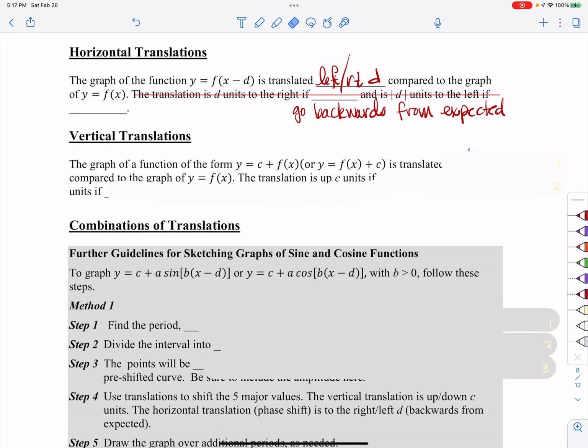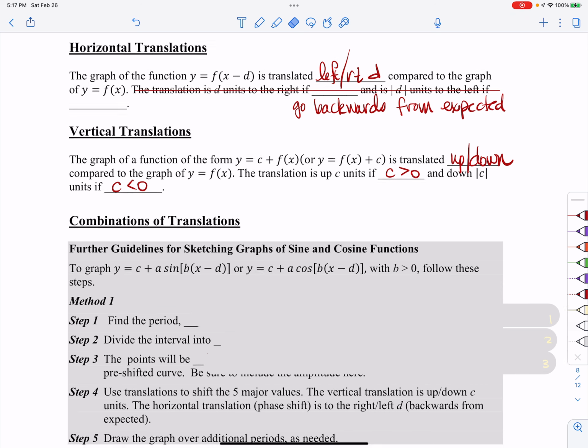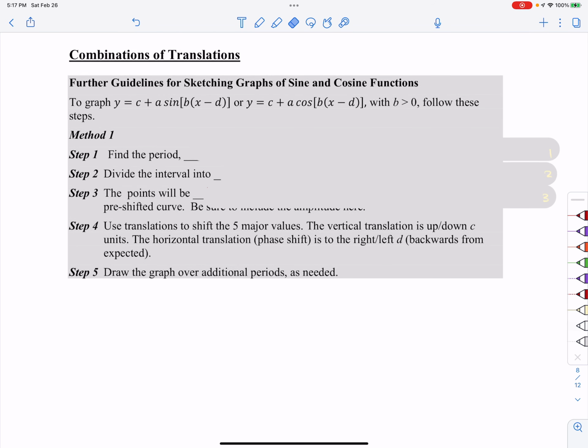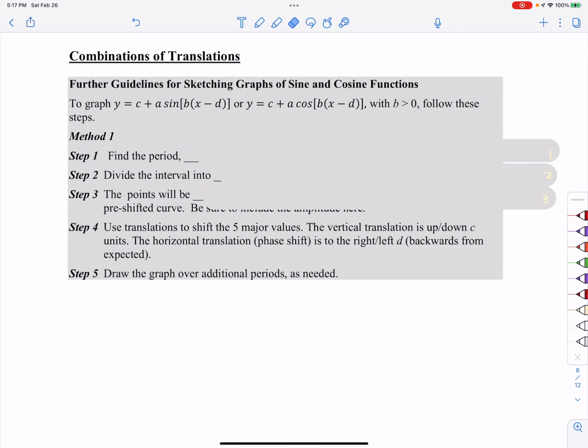For vertical translations, we're just simply going to go up and down. If C is positive, we'll go up. If C is negative, we will go down. So we've got some further guidelines for sketching. This is a very similar gray box as what was in section 6.3, so you've already gone through a lot of this. Notice though that my equations have gotten much bigger. I now have C's and D's in my equations, whereas back in section 6.3, I only had A's and B's.